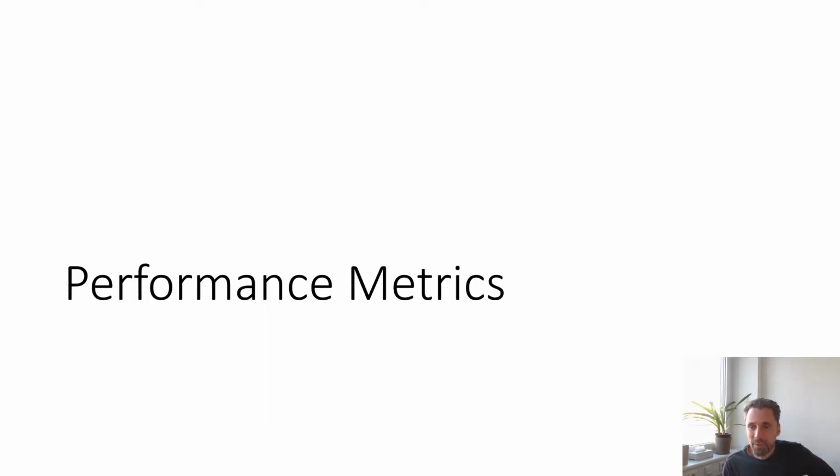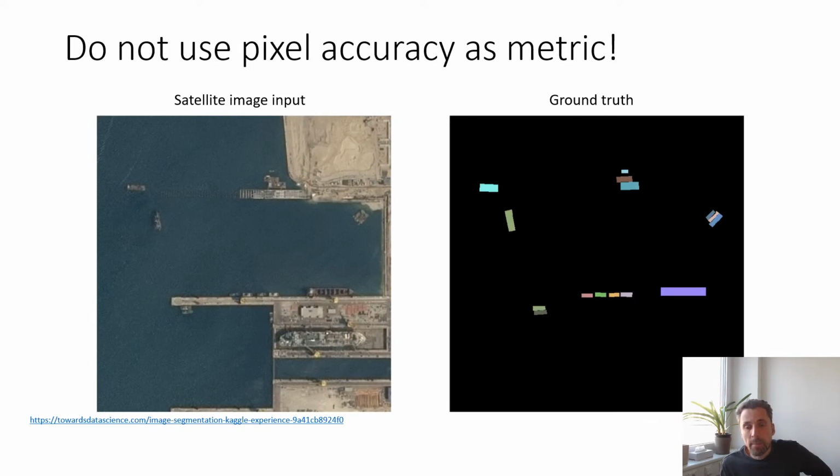One last thing before I show you the network is performance metrics. So far we have only looked at classification and object detection tasks, and we have been using metrics like accuracy, for example, the number of correctly classified samples. Now, here in segmentation, we classify each pixel, but using the pixel accuracy, so the number of correctly classified pixels, may not be a good performance metric.